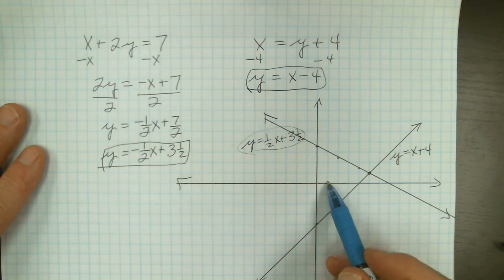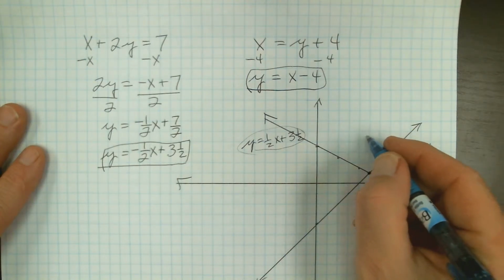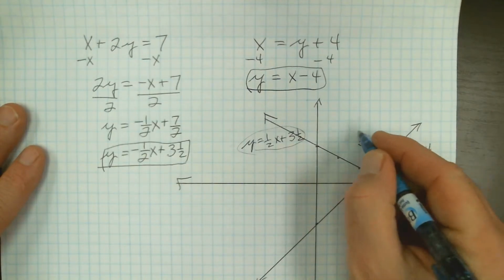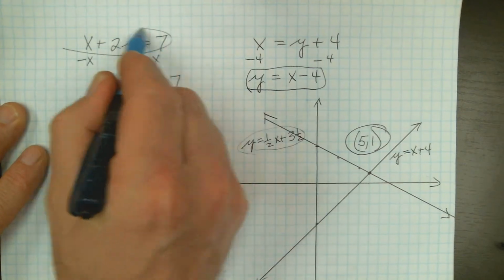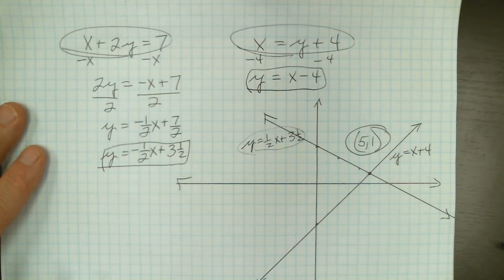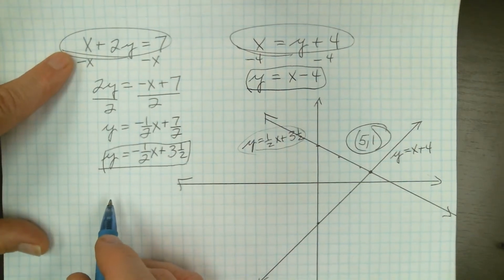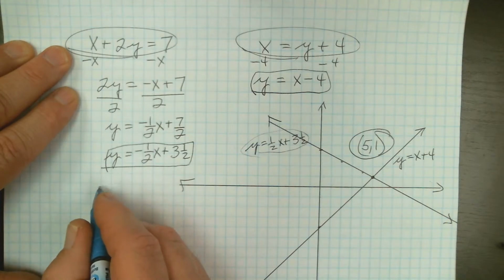And that point is 1, 2, 3, 4, 5, 1. So the point (5, 1). So we say (5, 1) is a solution to this equation here and this equation here. Let's check it out. We'll go back to the original equations when we didn't have them in slope-intercept form.